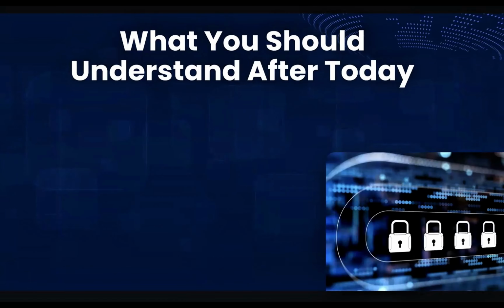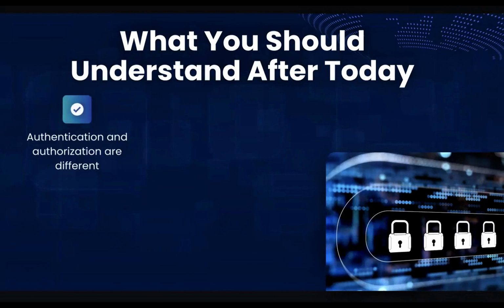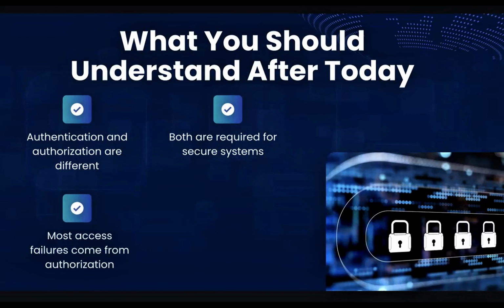Let's take a summary of what we've learned in this lesson. This lesson has clarified a critical security distinction. We've seen the difference between authentication and authorization. We've seen that they are not the same, and we've seen that both are required for secure systems. We've also seen that most access failures are authorization failures. And lastly, we've seen that design decisions matter more than just tools.